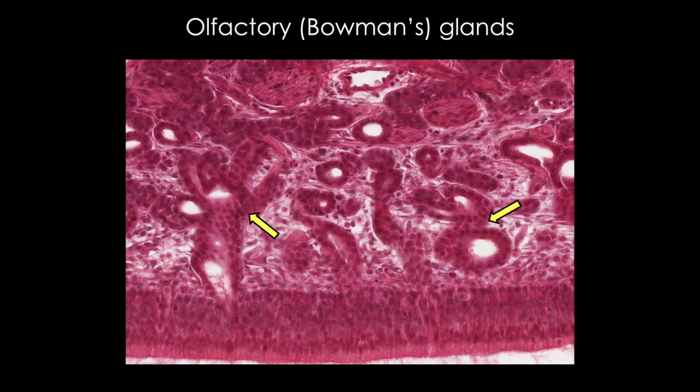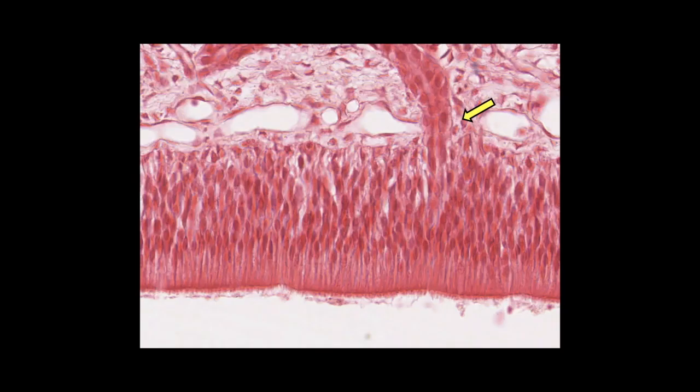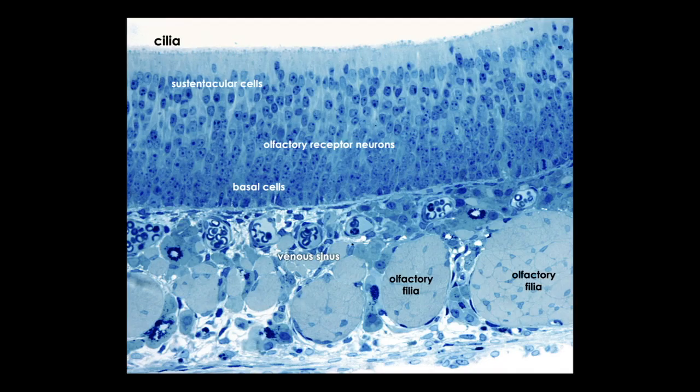Now, in this image, you can also see some olfactory fila. Here's another image showing a duct of an olfactory gland that looks like it almost extends through the epithelium to the surface, and then we can see a number of venous plexi. And this image shows all of the components I've just described, except some seromucous glands. So here we see the cilia of the olfactory receptor neurons, the sustentacular cells, the nuclei of the basal cells, the number of venous sinuses, and the olfactory fila.